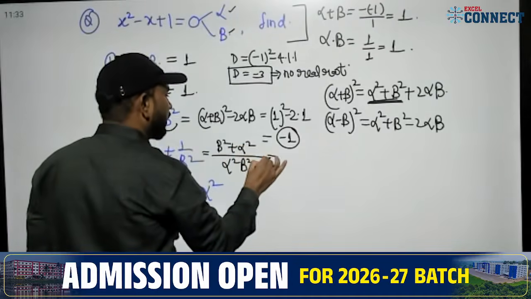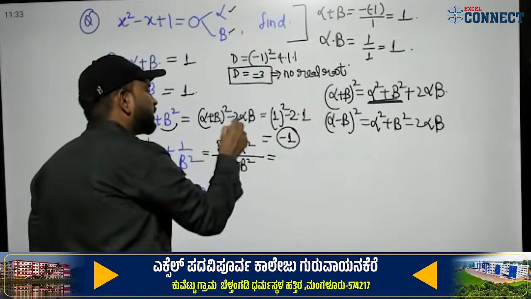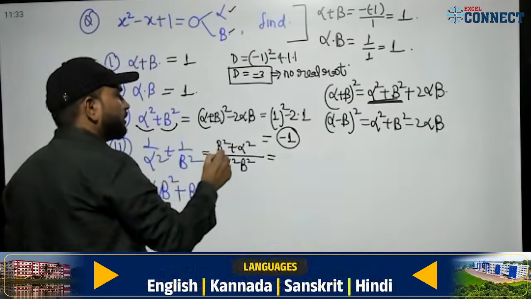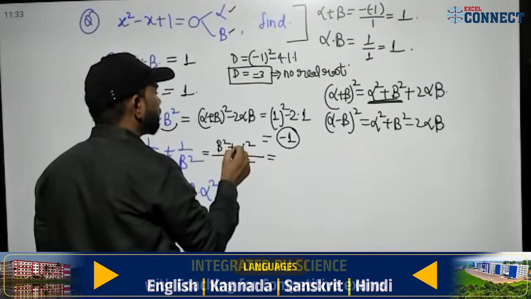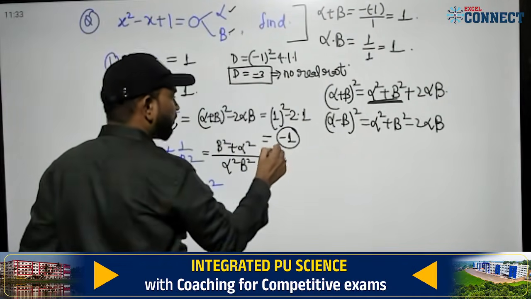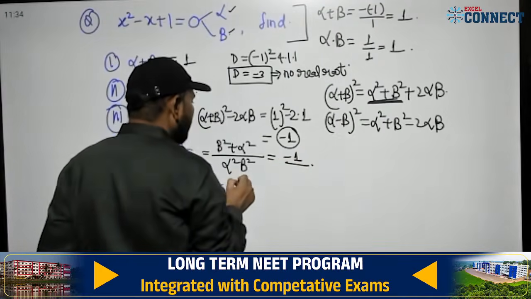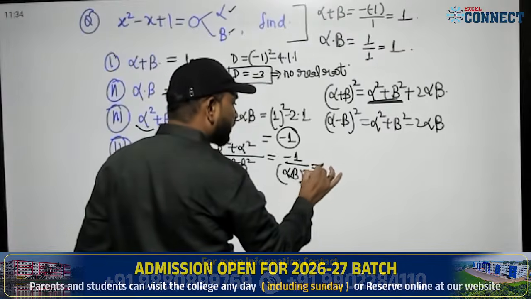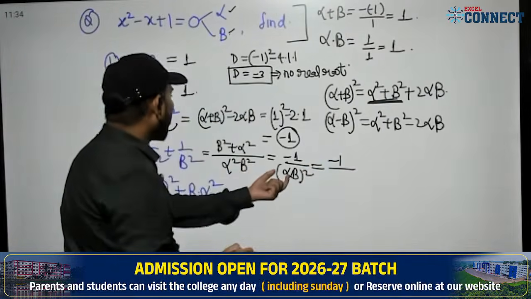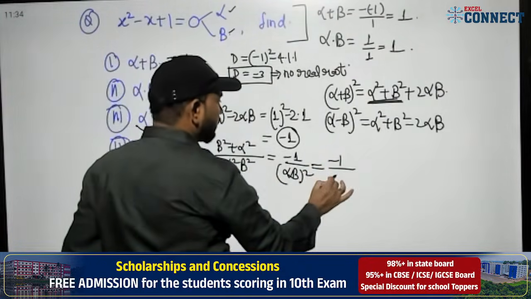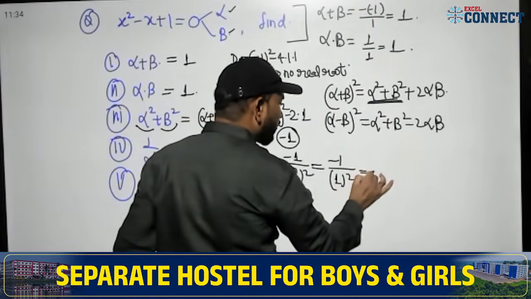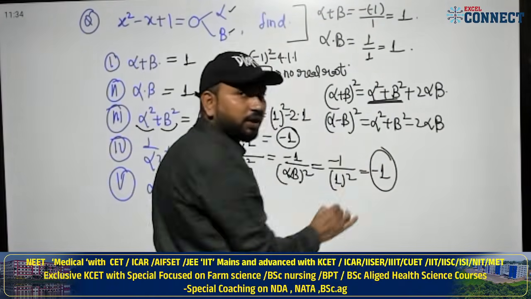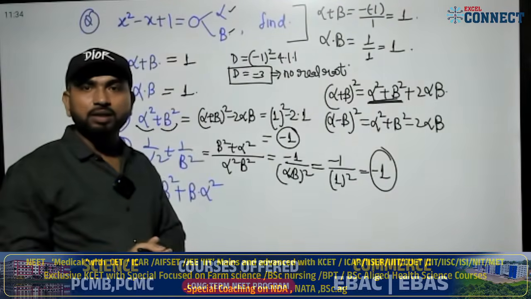Alpha square. And you know beta square plus alpha square is equal to how much? This value I already found: minus 1 divided by, I can write, alpha into beta whole square. So I can say minus 1 divided by alpha into beta, which I already found, is 1, whole square. It means minus 1. Is this clear, sir?